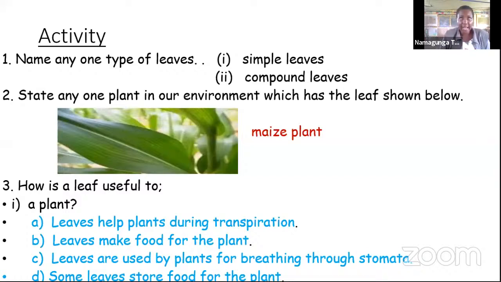When I go to the activity, Luiga, are you there? Yes, teacher. Read for us number 1, the activity. Give us the answer. Any one type of leaf? Okay, simple leaves.